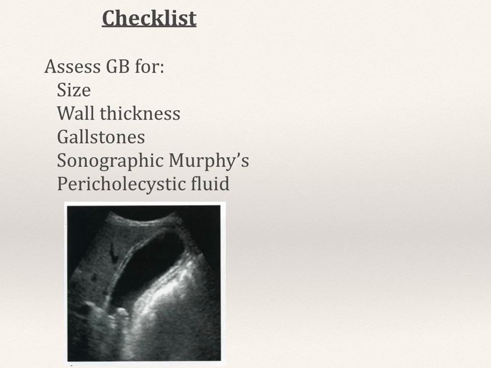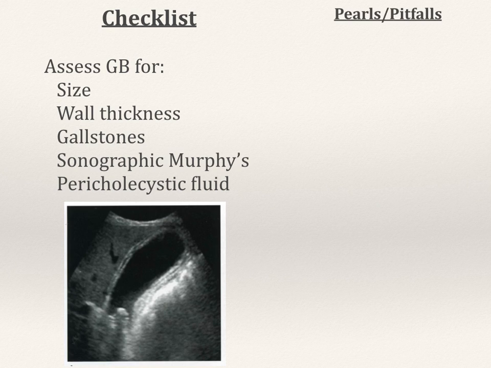This is now going to be the summary side for this part, just so you know. The checklist that we're looking for once we've been able to position the patient and identify the gallbladder is we need to look at that gallbladder in terms of size, wall thickness, gallstones, sonographic Murphys, and pericholecystic fluid.